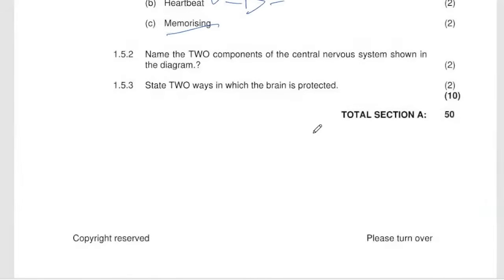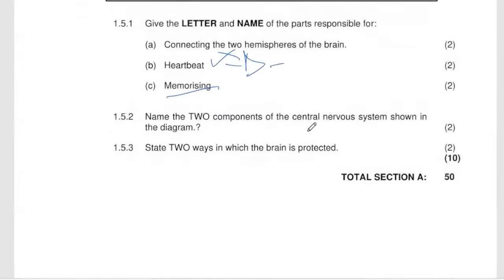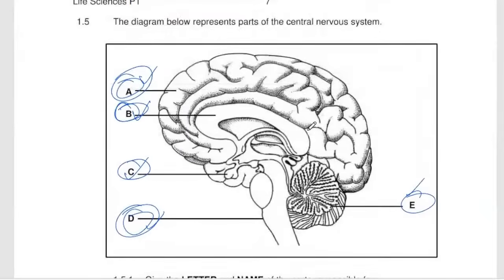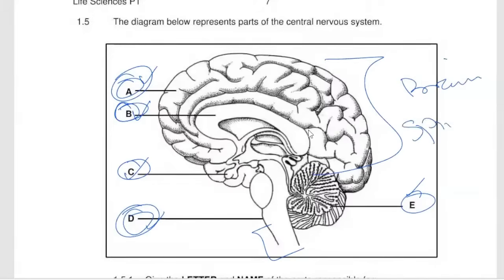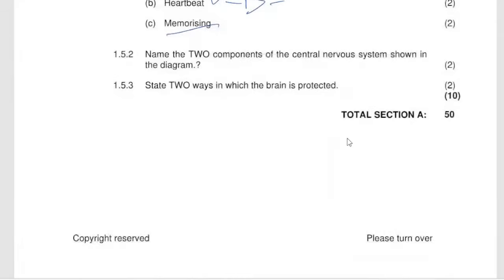Name two parts of the components of the central nervous system shown in the diagram above. We only have two components of the central nervous system. We don't have anything else. So we have this part, and then you have the whole part, which is the brain and the spinal cord. Those are the two parts which are involved in the central nervous system.